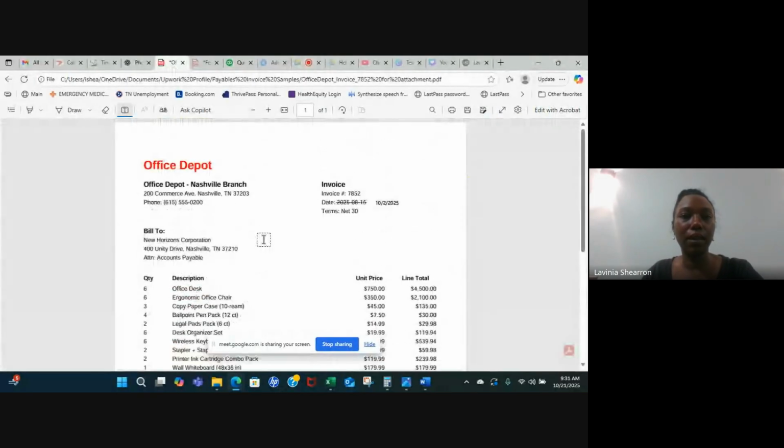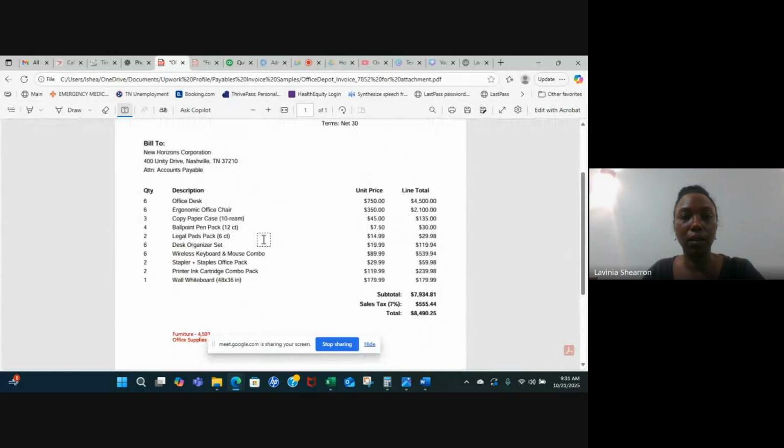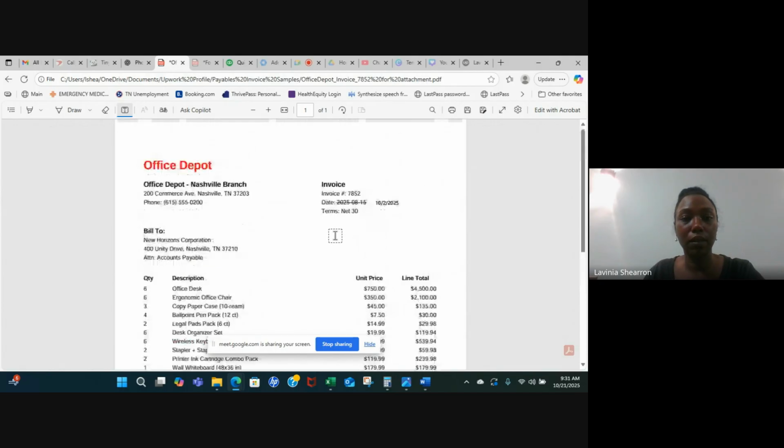Okay, taking a look at the first invoice from Office Depot. Company policy is to capitalize any invoice over $500. So as we can see on the first line, we have 6 desks. The unit price of each desk is $750, which is above the guideline, so we're going to capitalize it. As opposed to the 6 chairs, which are $350 a unit, and it's below the capitalization threshold. So we're going to include those in with the office supplies. Let's go ahead and enter the invoice.